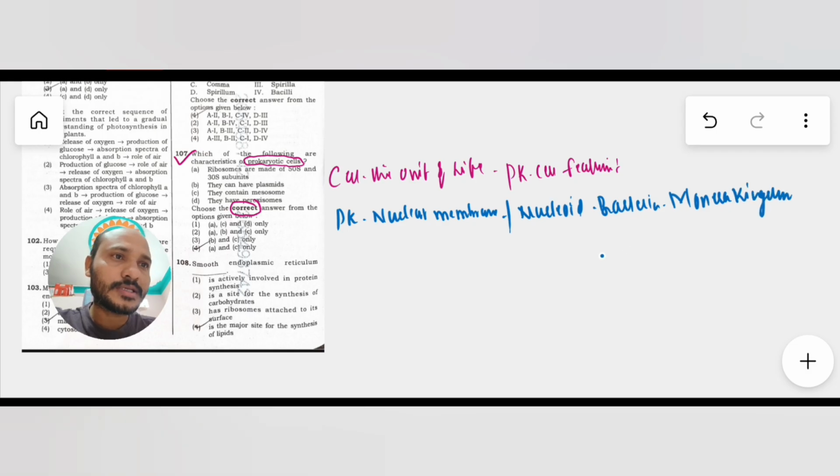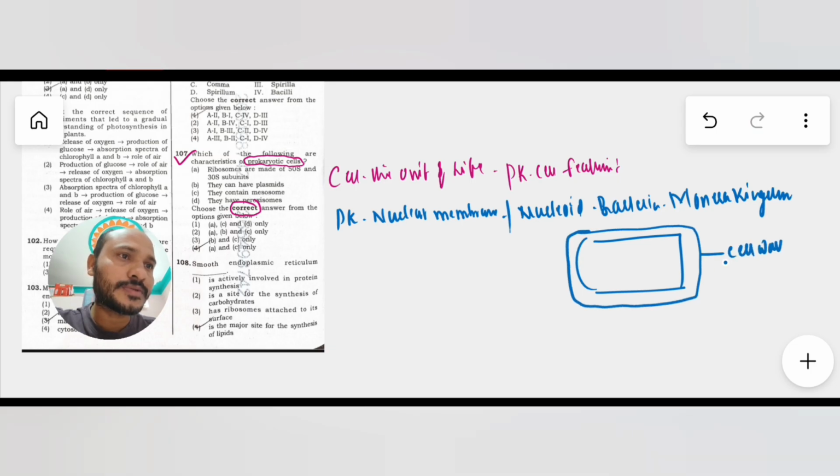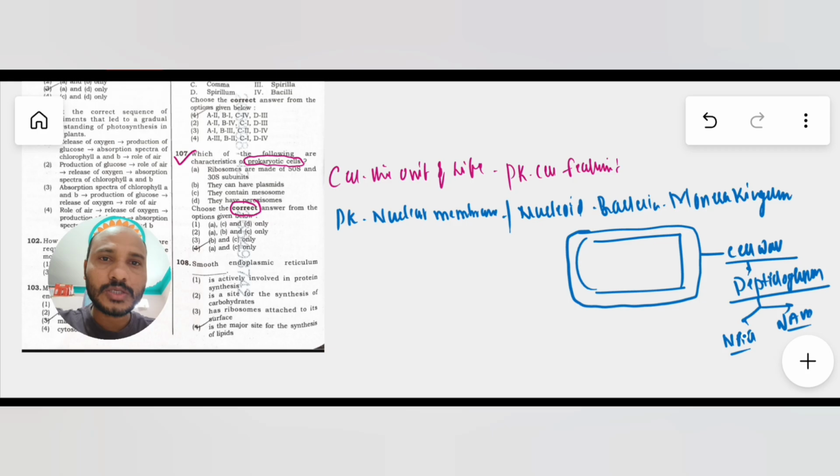In the bacterial cell structure, the outermost layer is the cell wall, which is made up of peptidoglycan. These peptidoglycans are made up of two important chemicals, NAG and NAM. We discuss NAG and NAM in biomolecules, please watch that. Below the cell wall, we have the cell membrane or plasma membrane. There are various appendages like flagellum, cilia and pili which arise from the cell membrane of bacteria.